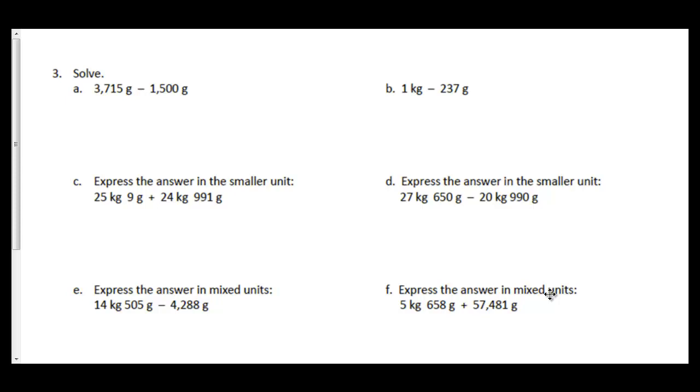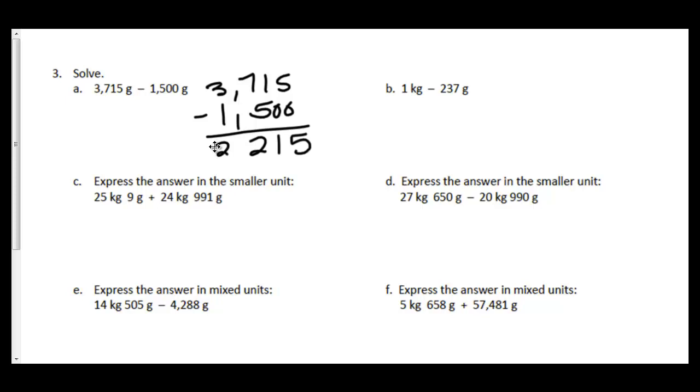Okay, so let's go to the bottom of this page. It's going to be just a little bit tougher. So I've got grams minus grams. So this is basically just subtraction. So you're going to take your 3,715 and you're going to take away 1,500. I want you to try to do this by yourself and then come back to check. So this is pretty easy because I'm ready to subtract in every place. So the answer would just be 2,215 grams.